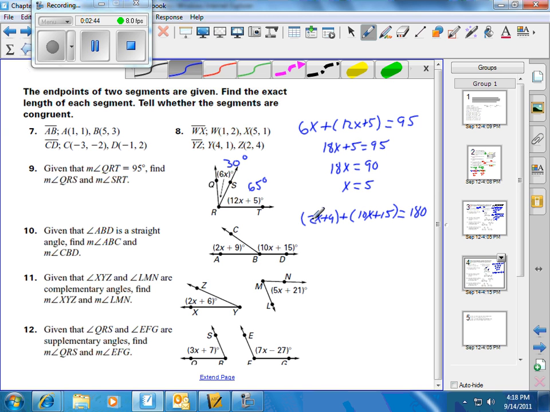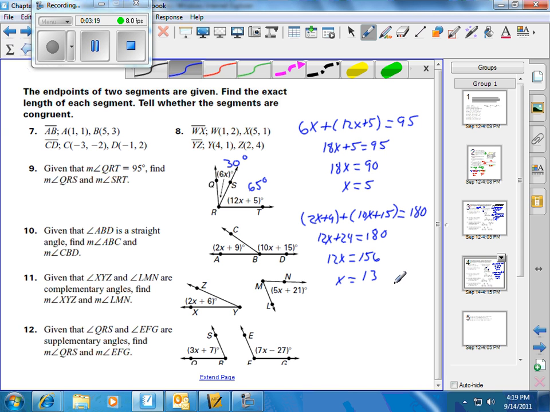So let's combine our like terms. 10x plus 2x is 12x. And 9 plus 15 is 24. Okay, so we're going to start getting x by itself by getting rid of this 24 that's being added to x by opposite operations. We'll subtract 24 on each side. So 180 minus 24 is 156. Then we're going to divide 156 by 12. 12 goes in 15 one time with 3 left over, so x is equal to 13.